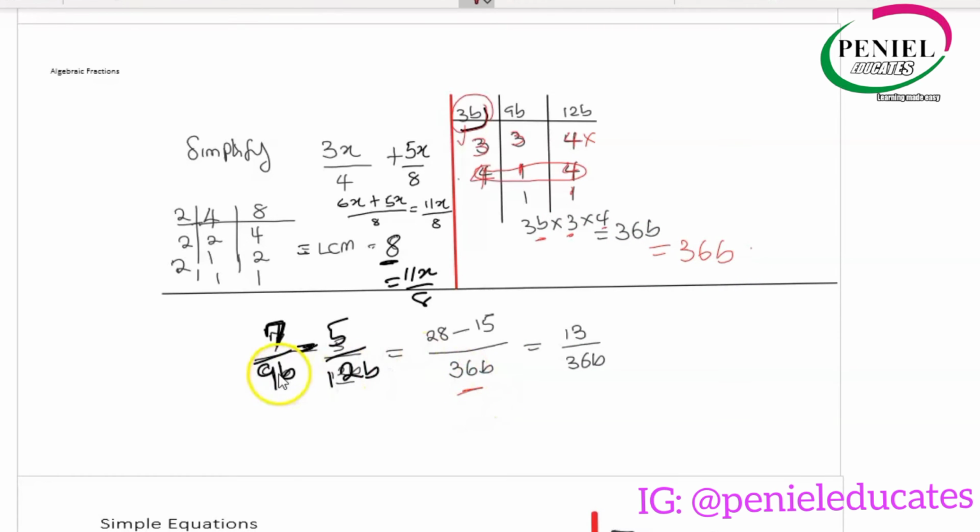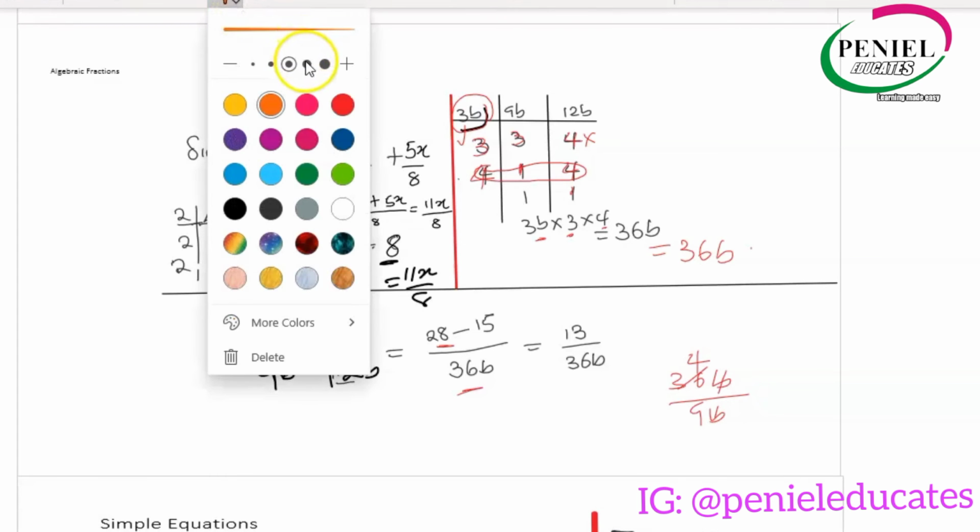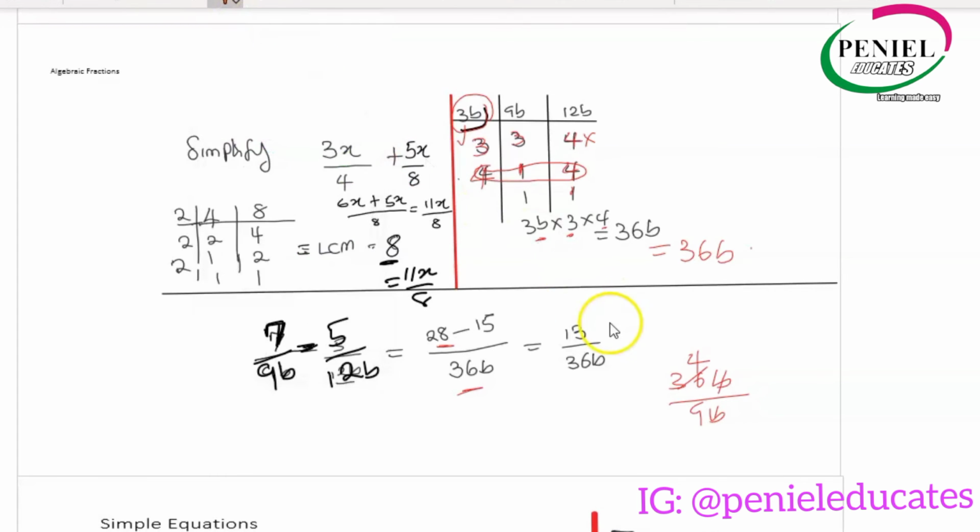So 9b from here is going to give you a 4. That's why you are doing 36b divided by 9b. Cancel here, this is going to give you a 4. So 4 multiplied by 7 is going to give you 28. So that's going to give you 28.